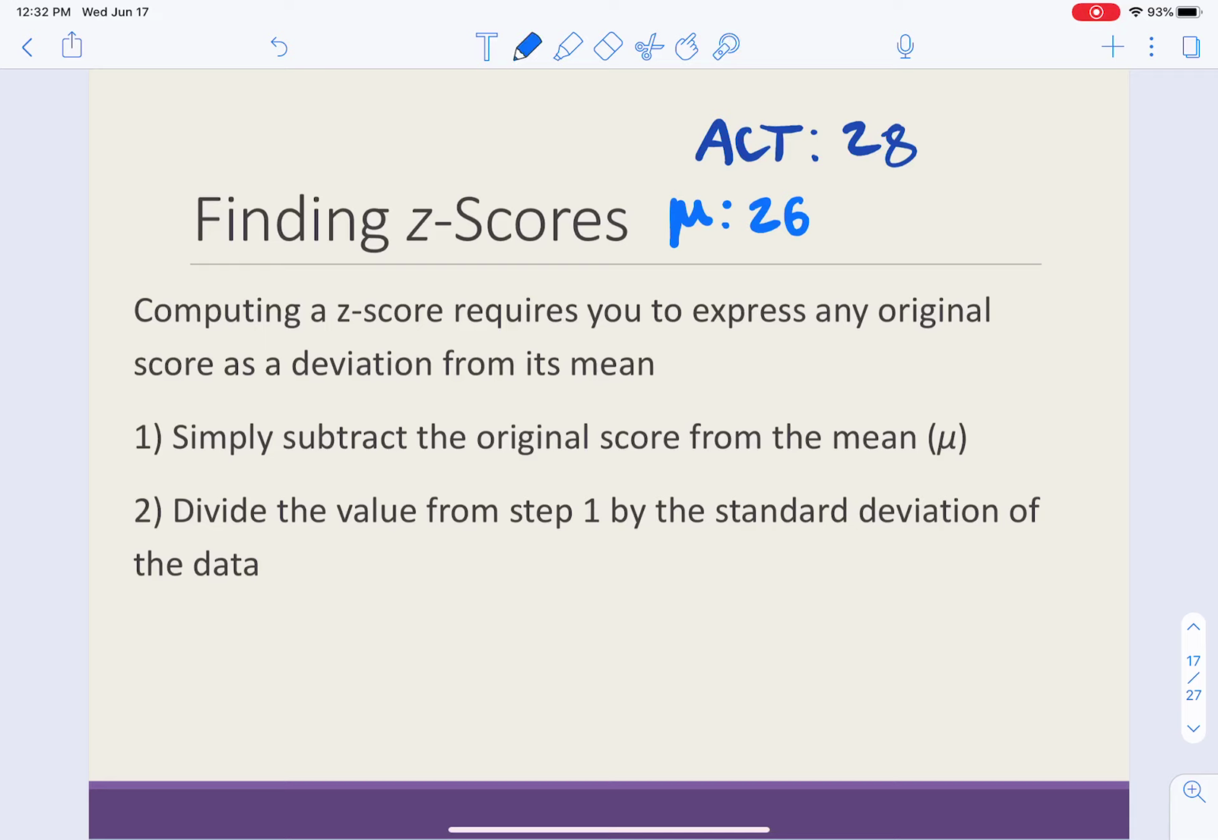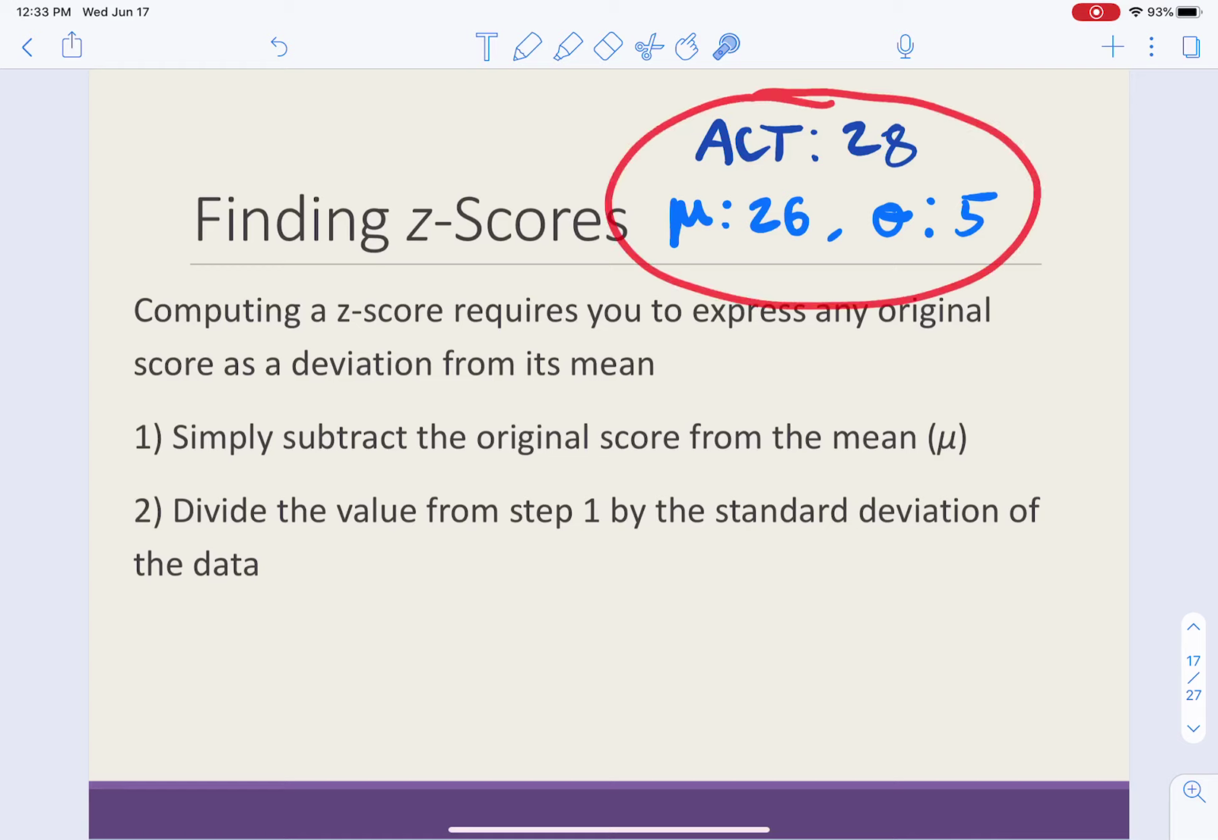But we need one more piece of information. And that piece of information is the standard deviation of our population. Okay, so in this case, ACT scores, rather. And let's say, I'm just guessing here, that the average score deviates away from that mean by, let's say, 5 points. Okay, now this is all you need to calculate a z-score, okay? And recall that a z-score just tells you how many standard deviations you are away from the mean, all right? So, how do we find that z-score?